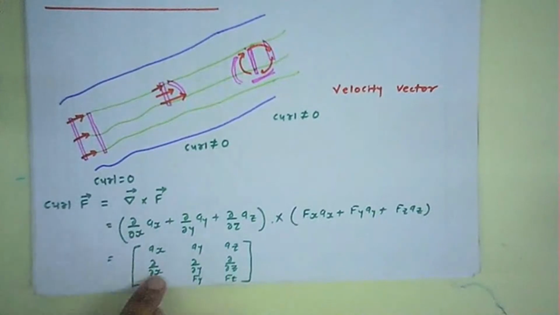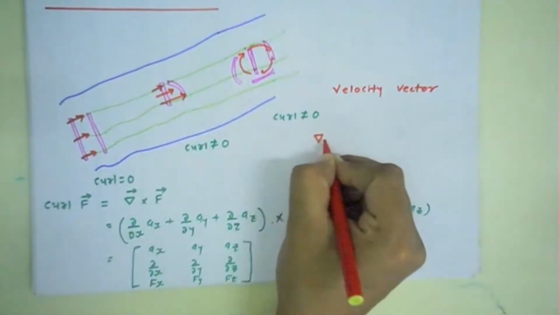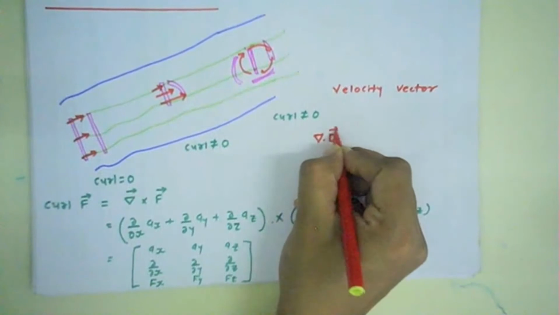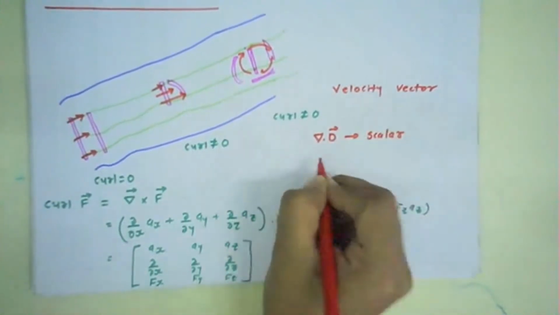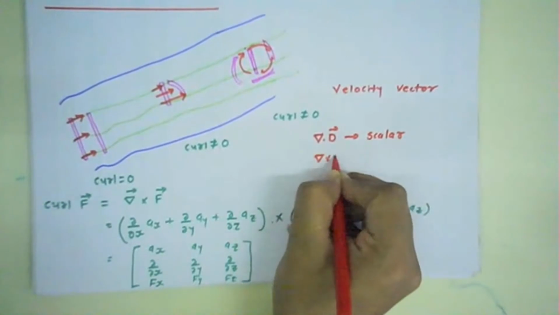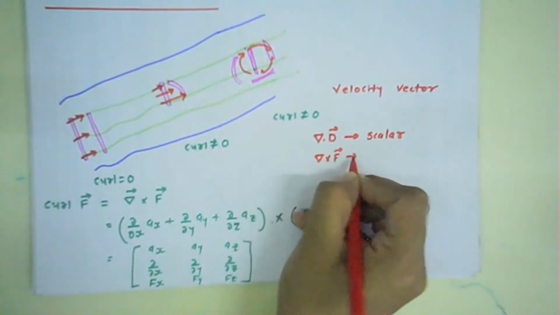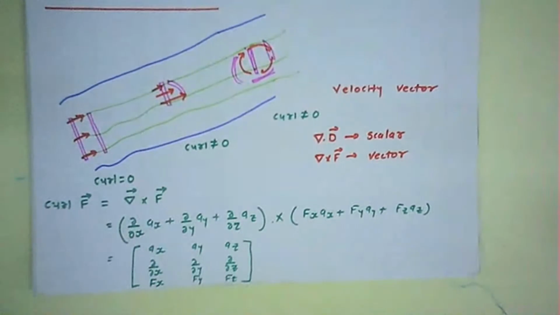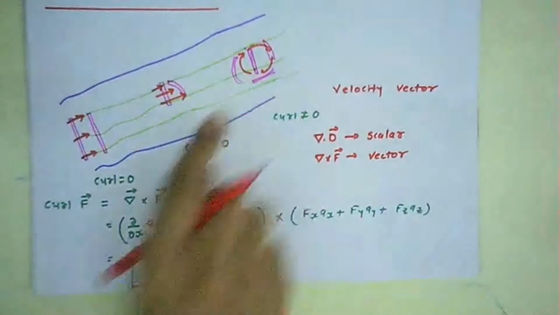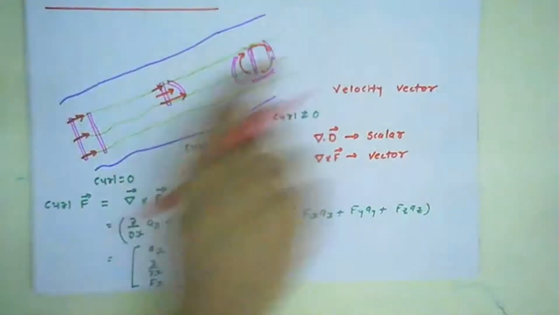Now we have only considered the magnitude, but what about the direction? See, if we consider the divergence of a vector, then it would result in a scalar. If we consider the curl of a vector, then it would result in a vector. Okay, so what about the direction of the curl of this vector?